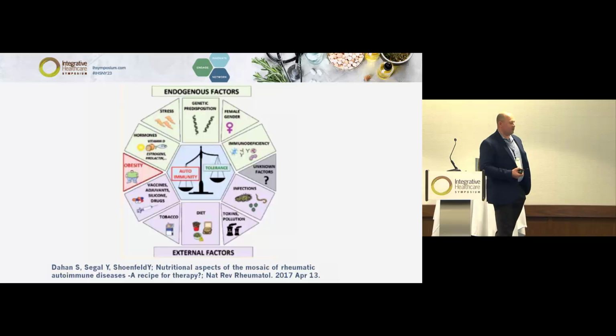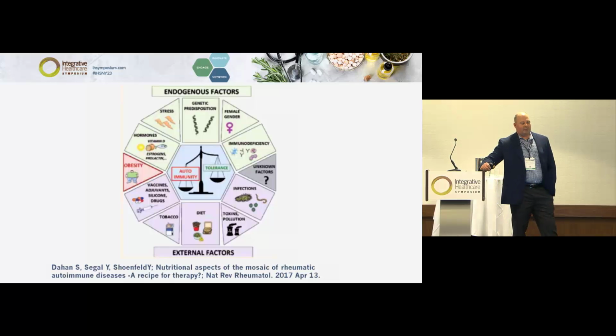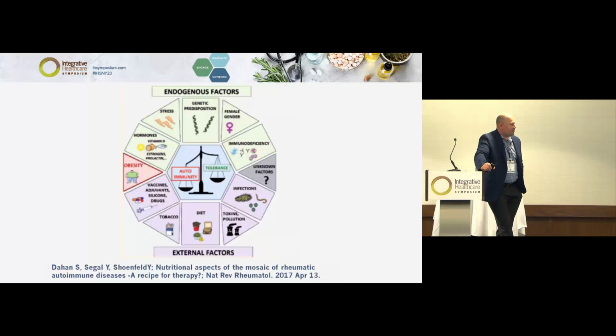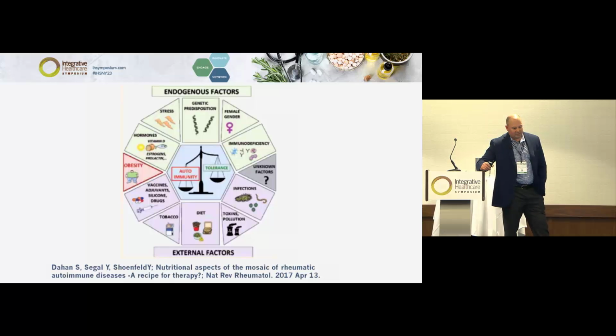This is a figure out of one of Yehuda Shoenfeld's articles. It's also in his book, The Mosaic of Autoimmunity. It really talks about the endogenous and external factors that play a role in autoimmunity. We can't change the genetic predisposition or the gender, but it's our job to go down a rabbit hole, essentially, trying to figure out what are the handful of things having dysfunction that we can address, whether that's vitamin D deficiency, vitamin D polymorphisms, gluten intolerance, food sensitivities, nutrient deficiencies, hormones, dysbiosis, infections, toxins, etc.